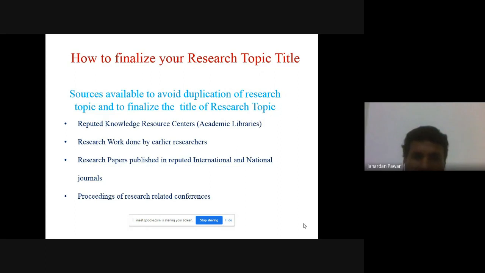Then, research work done by earlier researchers. In every library, theses of earlier researchers are kept by the librarian. You can check their titles and make your title final. Then, research papers published in reputed international and national journals. In the field of academics, there are a number of research journals, approved by UGC. Nowadays there is one popular concept, CARE listed journals. In those journals, there are titles of topics already done by researchers. From that also you can understand whether your topic is duplicate or not.